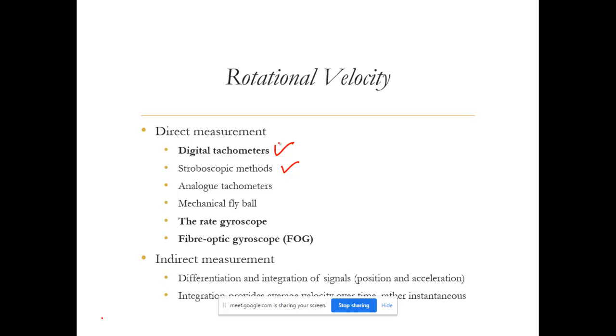So we can positional, जो हमारे encoders या कोई भी और इस तरह के instruments हैं उनको हम differentiate कर सकते हैं. We can get the velocity, and if we have the acceleration with the use of some accelerometer, so we can calculate the velocity by integration. ठीक है, so I have just mentioned there also integration provides the average velocity over time rather than the instantaneous velocity.